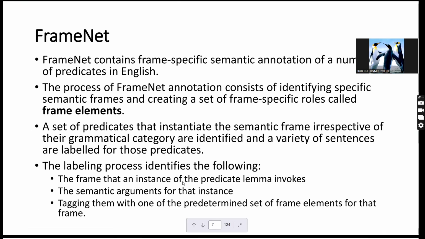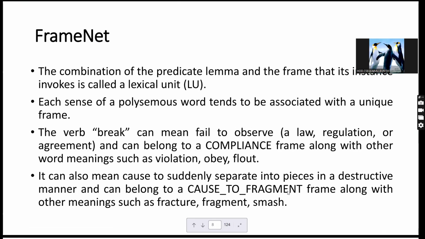One is related to the frames, another one is related to the semantic arguments, and third one is related to the tagging. So these are used with the predicate lemma and others. FrameNet uses lexical units, and it uses different types of predicate lemma and lexical units. And it divides the sentences based on their sense. Different types of words are used in different types of sentences. Based on that, it divides the words or frames.